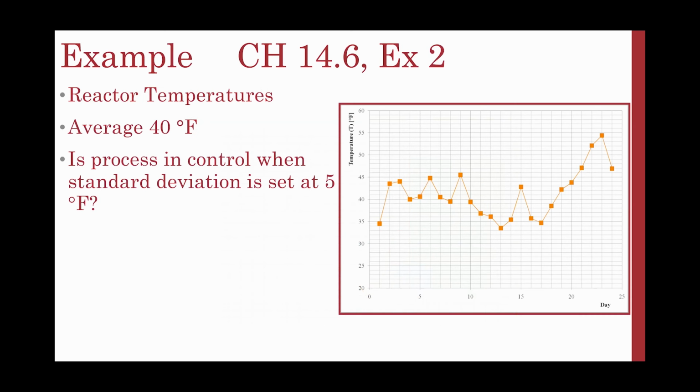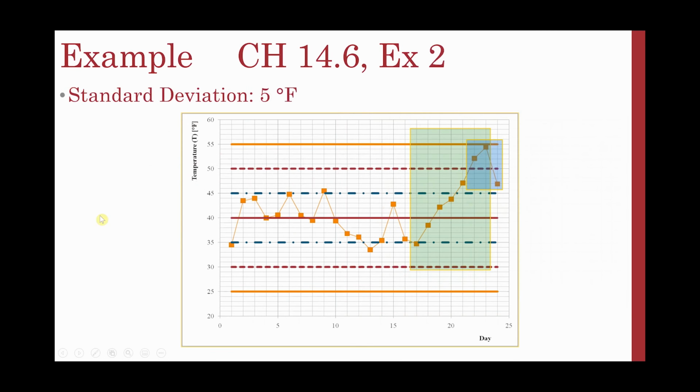So what happens when we take the same process and we set the standard deviation to 5? We get a new graph where now the brackets are further away. So we no longer have violations where any of the values are outside of our 3 standard deviation limits.